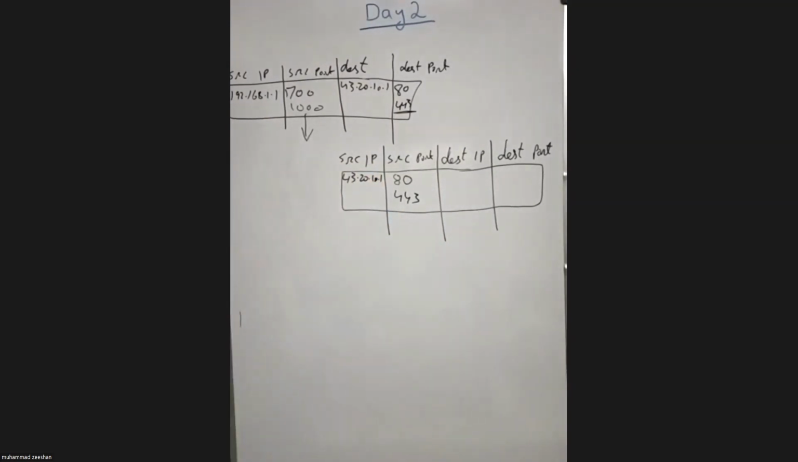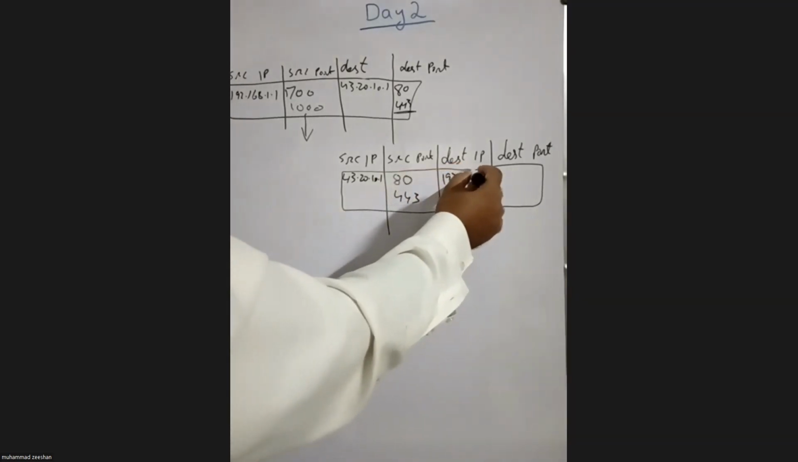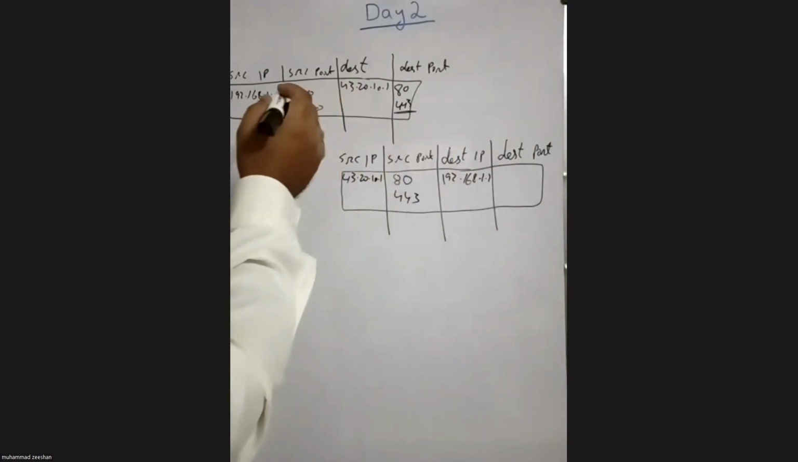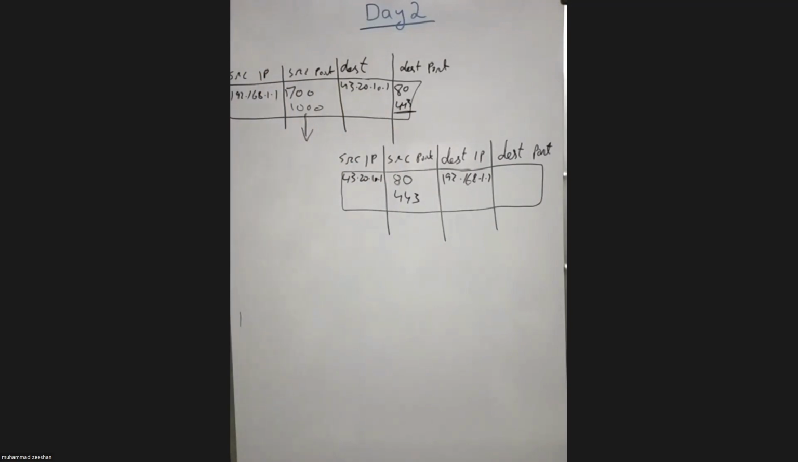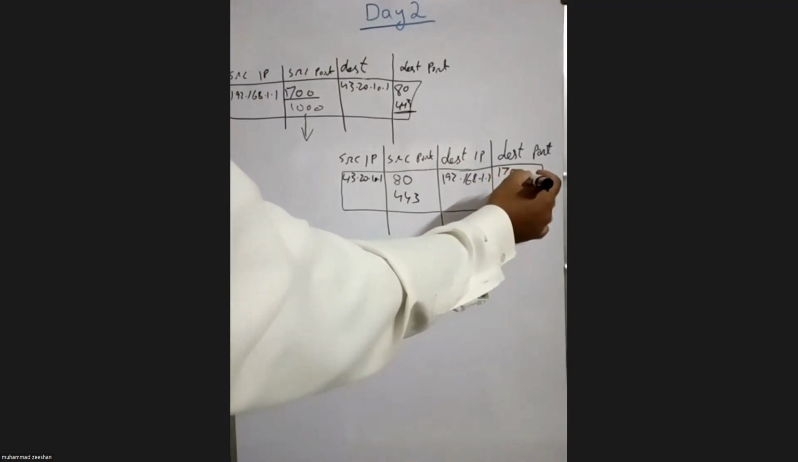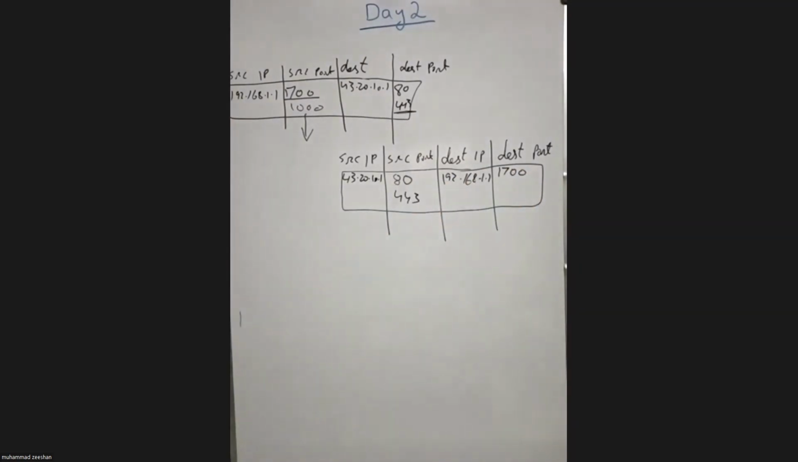The destination IP will be what? 192.168. Yes. And the destination port will be this, 1700. So this parameter, source port and destination port, is also maintained by your CPE.